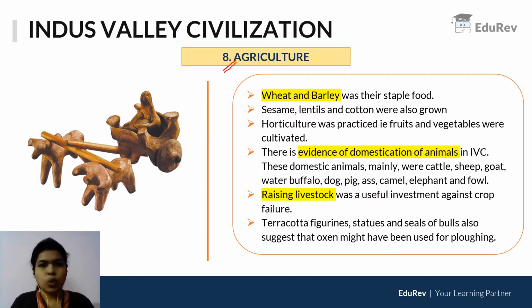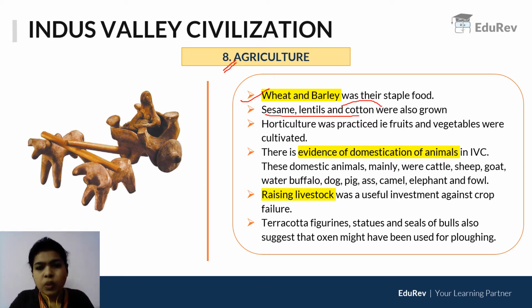The first topic that we are going to discuss for the day is agriculture as an aspect of social life. When you're talking about agriculture, you need to talk about what the prominent crops grown in the IVC were and what the prominent evidences were. The first point is very important: wheat and barley. Wheat and barley were their staple food crops. Apart from wheat and barley, you also had some other prominent crops in the form of sesame, lentils and cotton.